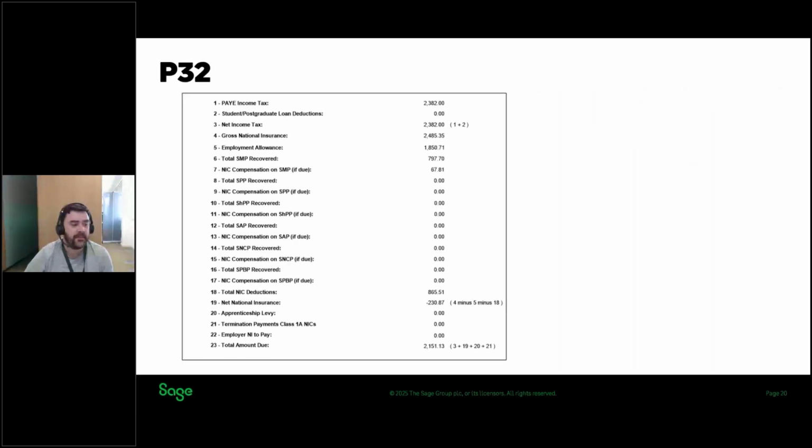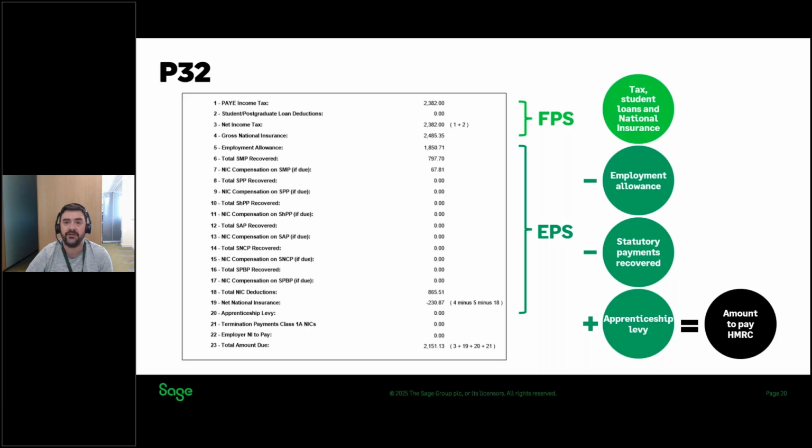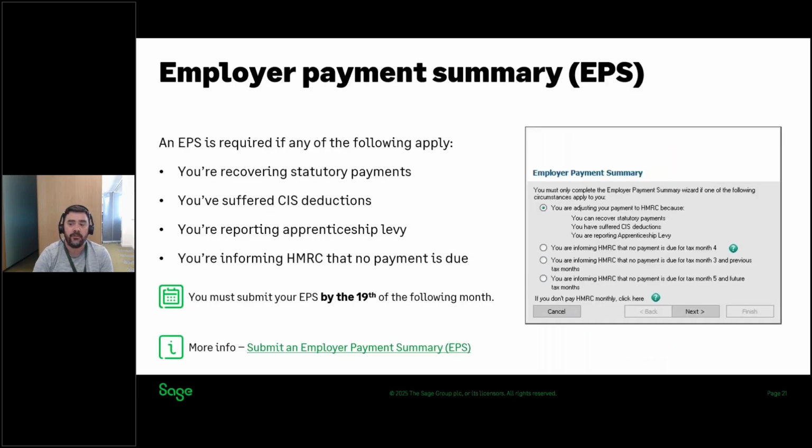So that was the P32 report that we ran. Obviously that has broken down and told us how much we need to pay. And because we had one of the adjustments that needs to be reported on an EPS, we've gone ahead and submitted that. That does need to be sent by the 19th of the following month. So that is the payment deadline for cheque payments.